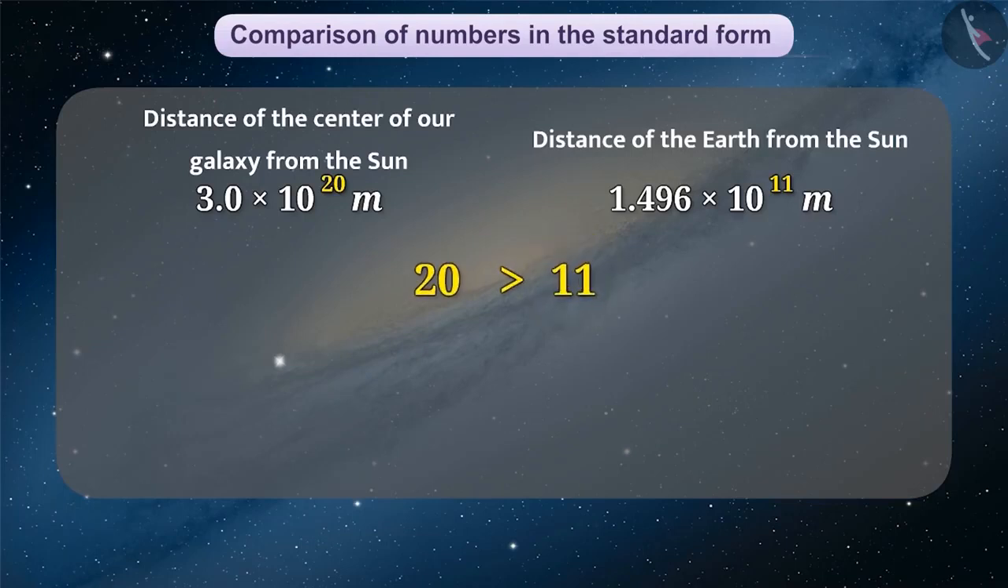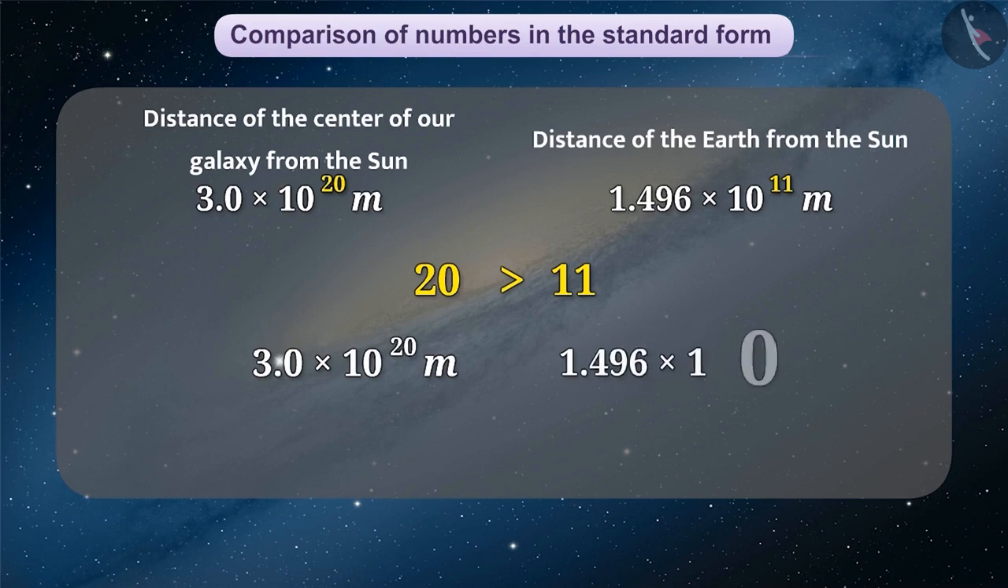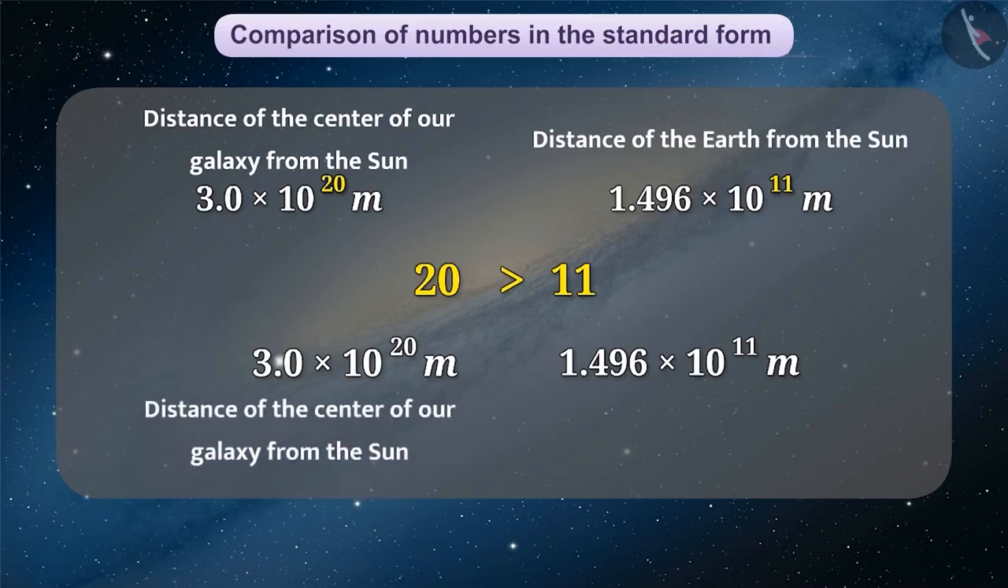Since 20 in 10 to the power of 20 is greater than 11 in 10 to the power of 11, we can say that 3.0 into 10 to the power of 20 meter is greater than 1.496 into 10 to the power of 11 meter, which means the distance of the center of the galaxy from the Sun is greater than the Earth's distance from the Sun. In this way, take any two large numbers and express them in their standard form and compare them.